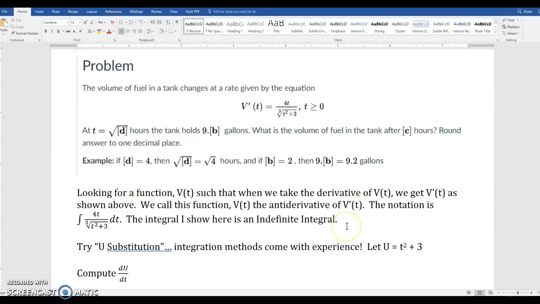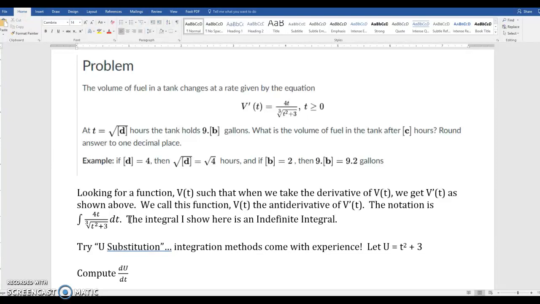And the notation that we use to say that we want to find that antiderivative is this integration symbol. And so we're going to integrate this particular function, so that we're finding the antiderivative. And this dt notation here again says that we're integrating, or finding the antiderivative, with respect to t.